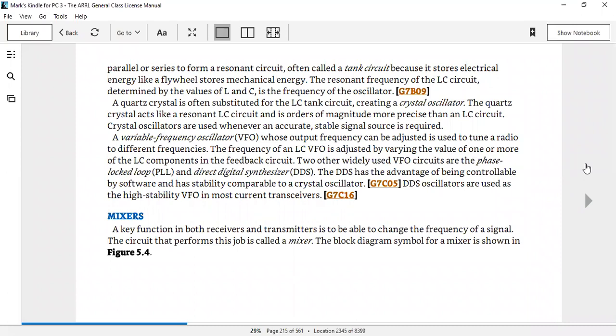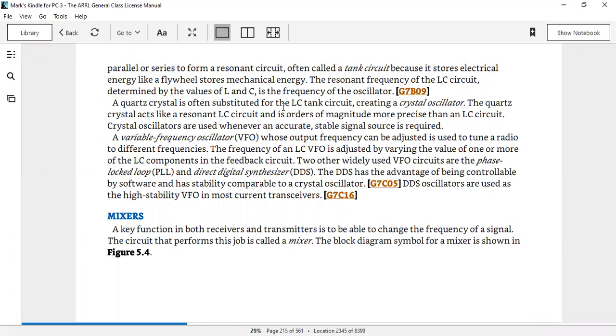Now, when you have an LC circuit, it stores electrical energy like a flywheel. And the resonant frequency of the LC circuit is the frequency of the oscillator. So that's how it's an artificial oscillator, an electronic oscillator, rather than a crystal oscillator.